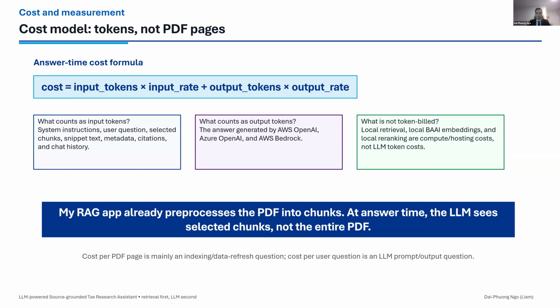Cost per PDF page only makes sense during indexing or refresh, especially if I use a hosted embedding model. In this prototype, the embedding model is local, so embedding token cost is not the main cost. Cloud hosting and LLM costs are.